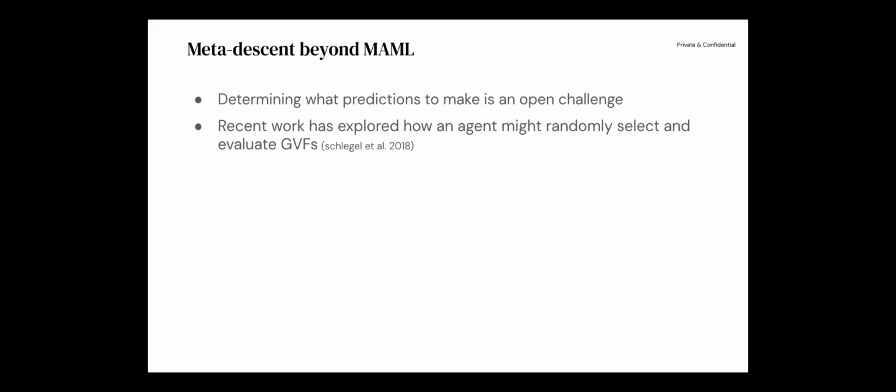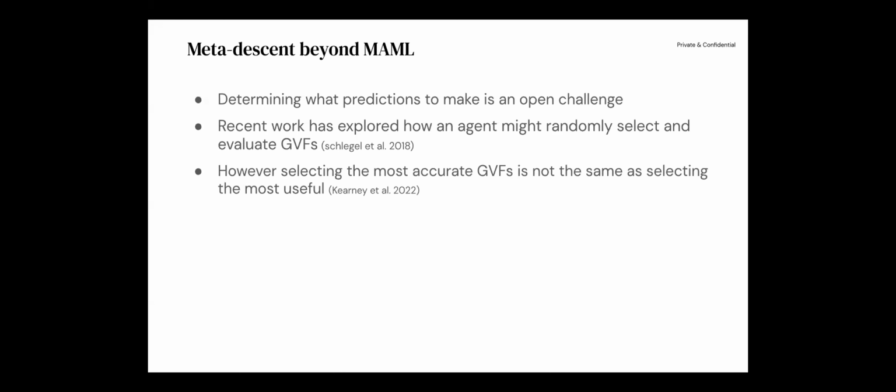And we're going to continue along the line that Elena thoughtfully introduced for us, which is talk about meta descent beyond MAML. I'm sure a number of you are familiar with MAML as a meta learning process across tasks, but there's actually a rich line of work beyond MAML in metagradients that goes back to the 90s. So again, determining what predictions to make is an open challenge. There's some recent work that has explored how an agent might randomly select and evaluate GVFs, choosing to keep the ones that have the lowest empirical return error, the ones that are most accurate from the agent's subjective perspective. However, selecting the most accurate GVFs is not the same as selecting the most useful GVFs.